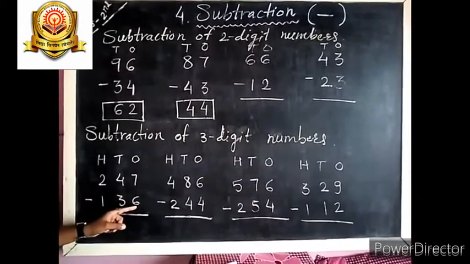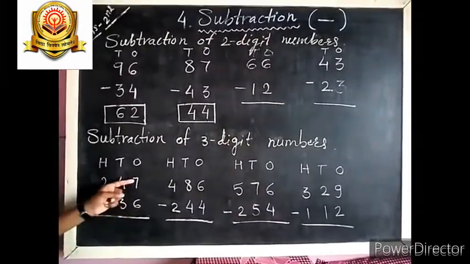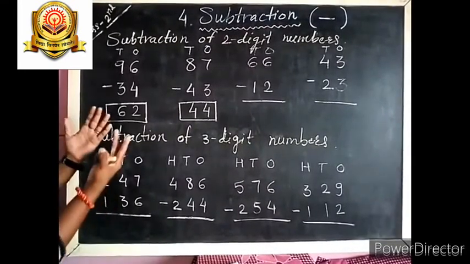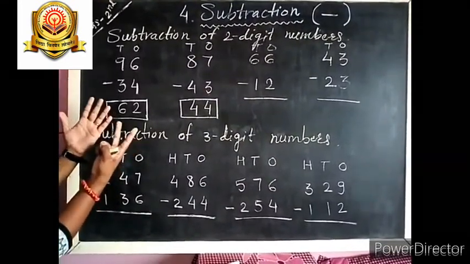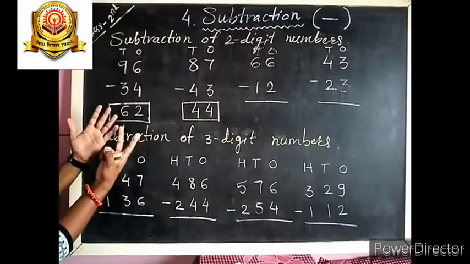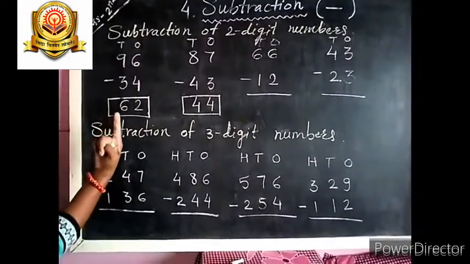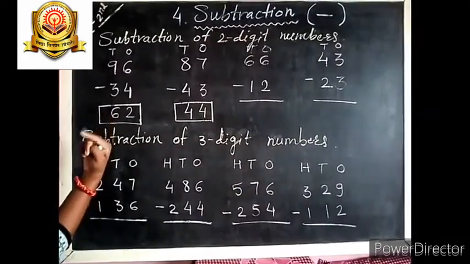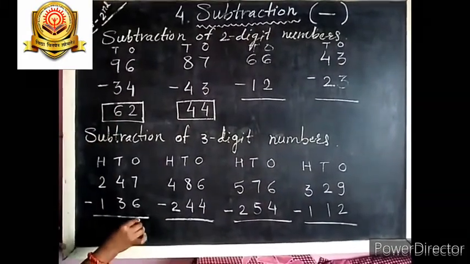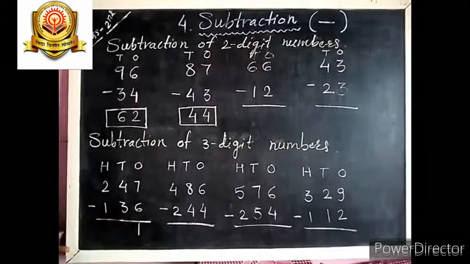Means subtract 6 ones from 7 ones. So take 7 fingers and then remove 6 fingers. 1, 2, 3, 4, 5 and 6. How many fingers remaining? 1 finger. So write here 1 under the ones column.